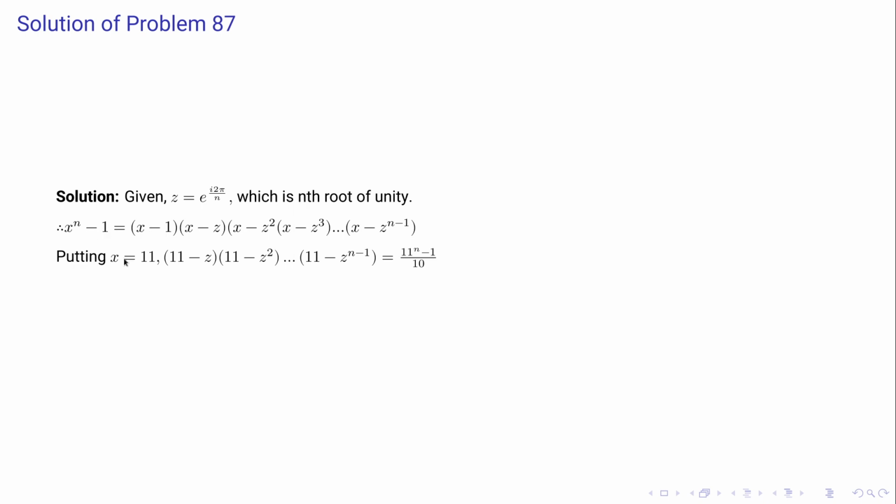Now it's a simple matter of substituting x is equal to 11, and then you have the end result as (11 to the power n minus 1) by 10, because this whole thing is equal to 11 to the power n minus 1. So you divide with this x minus 1, that is 11 minus 1, that is 10. So that's how we arrive at the desired result.